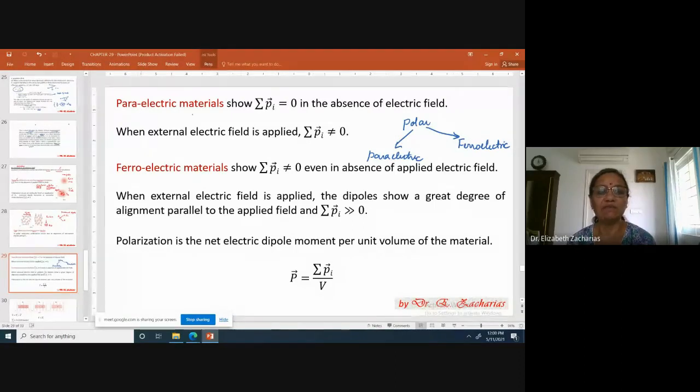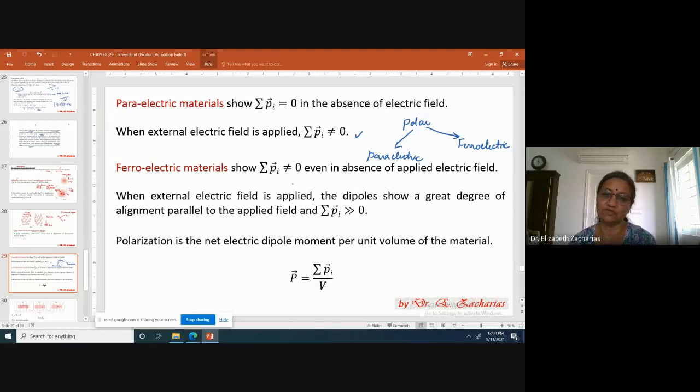Paraelectric means in the absence of an electric field, the dipoles are so randomly oriented that the vector sum will be zero. The vector sum will be zero in the absence of an electric field because they are completely random. Permanent dipoles are there, but they are all randomly oriented. When you apply the electric field, yes, there is an orientation. These are called paraelectric.